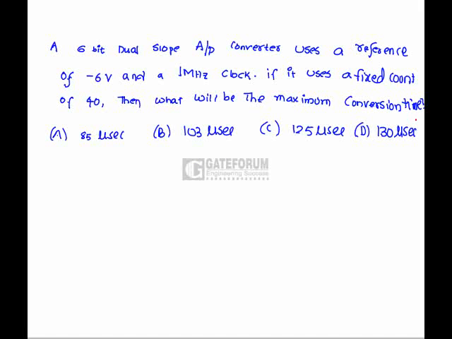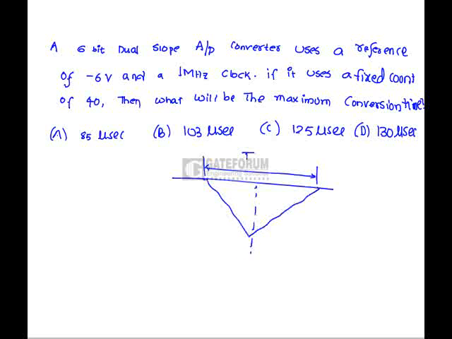The dual slope A to D converter uses a reference of -6 volts and a 1 MHz clock. If it uses a fixed count of 40, then what will be the maximum conversion time? Here conversion time we can indicate like this. Suppose this is the total conversion time, which is indicated with T. It includes two parts, T1 and T2. Here T is nothing but T1 plus T2.